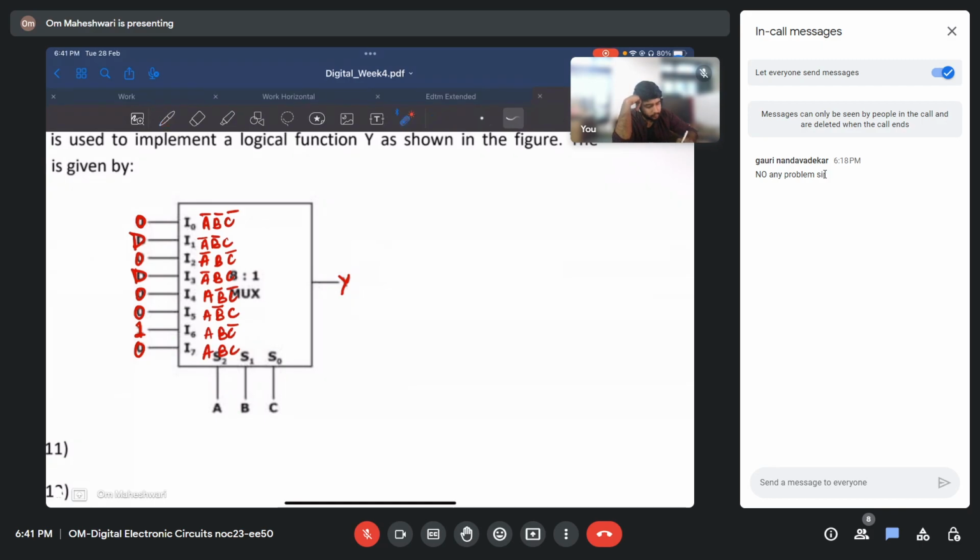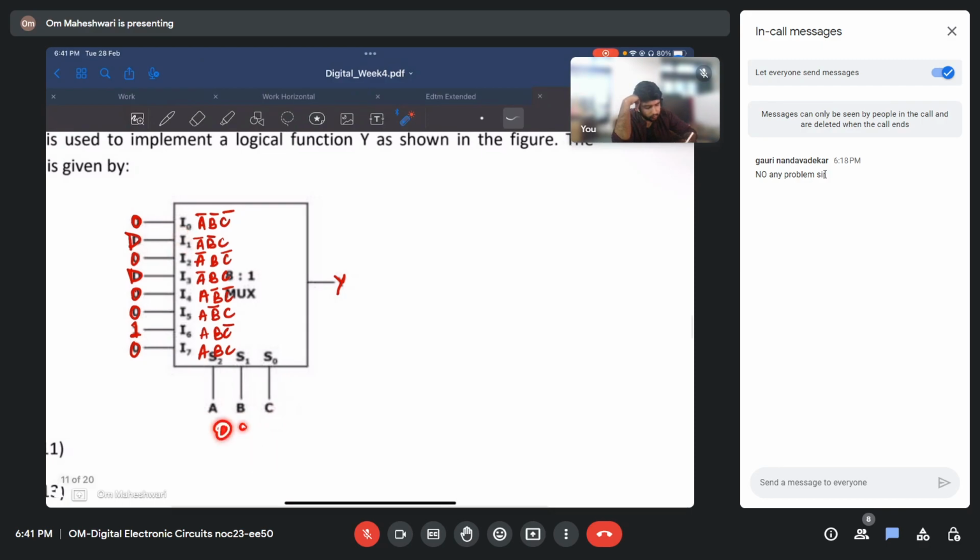And it is like A bar, B bar, C bar, or 0 0 0, then this I0 will be selected. And it is 0 0 1, I1 will be selected. 0 1 0, I2. Similarly, 1 1 1, I7 will be selected. So let us just write the outputs. When it is A bar, B bar, C bar, output is 0, so multiplied by 0, it will go away.